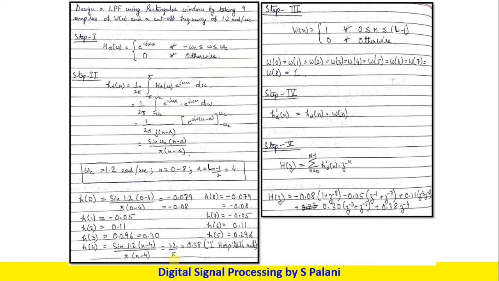Over here, if you see, design an LPF using a rectangular window by taking 9 samples of w(n) and a cutoff frequency of 1.2 radians per second. You need to understand that when we talk about 9 samples, that means the length is 9, so the capital N could be 8. This is the first thing. Then your cutoff frequency is 1.2 radians per second.